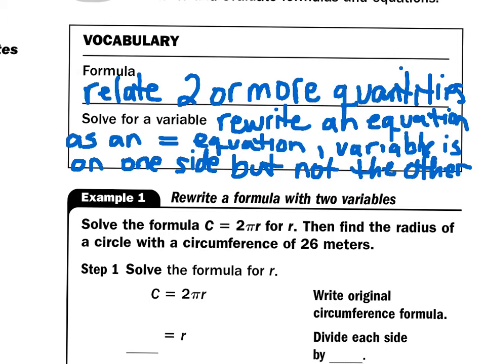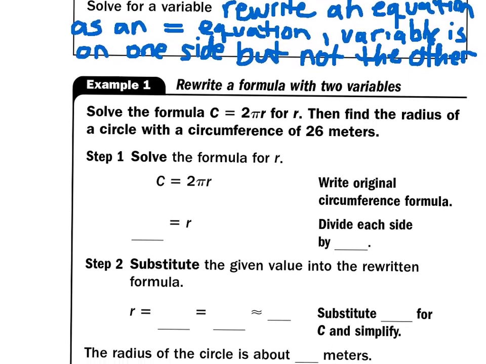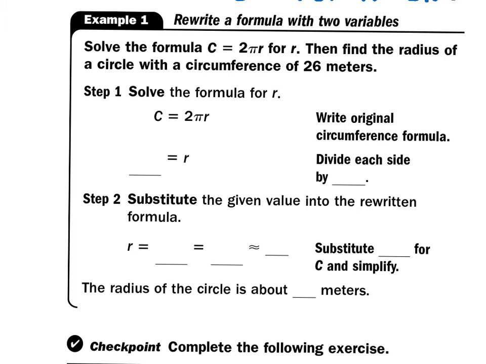Okay, example 1. Rewrite a formula with two variables. Solve the formula C equals 2 pi r for r. Then find the radius of a circle with circumference of 26 meters. Step 1. Solve the formula for r. Before we start, let's talk about why we want to do something like this. Because we could just put in 26 for the c and solve the equation that way.